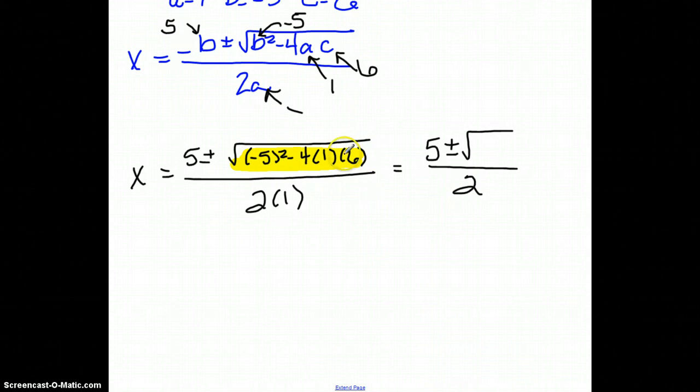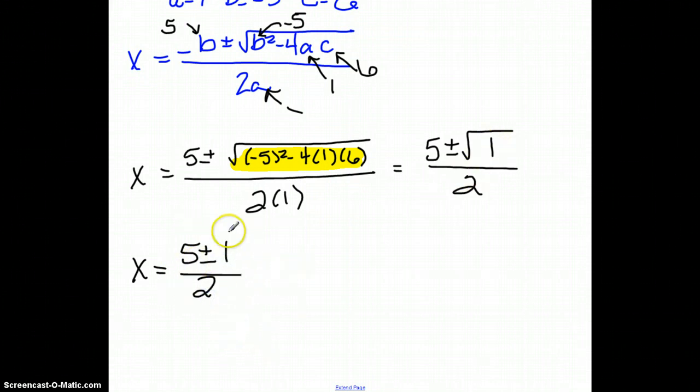So I'm going to take this part and put it all into my calculator. So parentheses negative 5 squared minus 4, parentheses 1, parentheses 6. And I end up getting 1. And so that really means that if I were to do the square root of 1, that would just be 1.